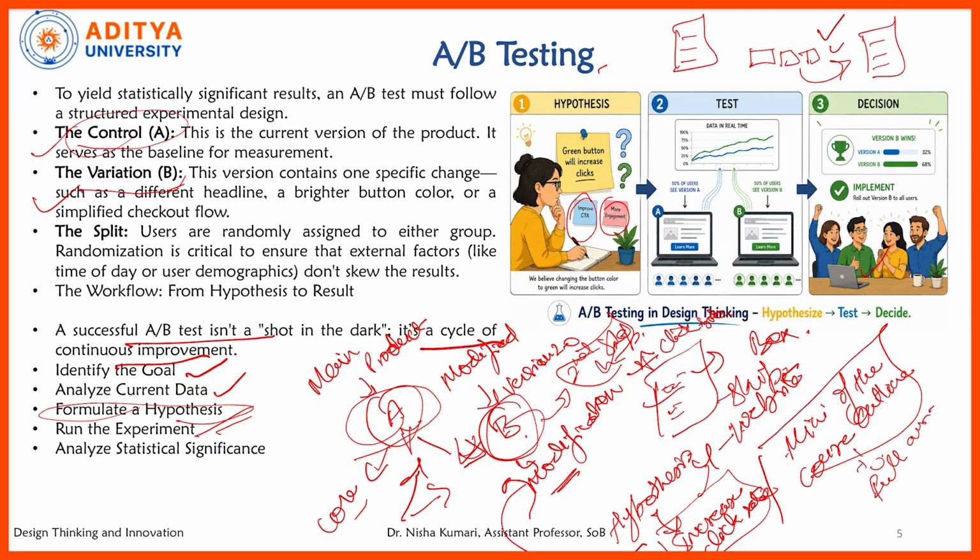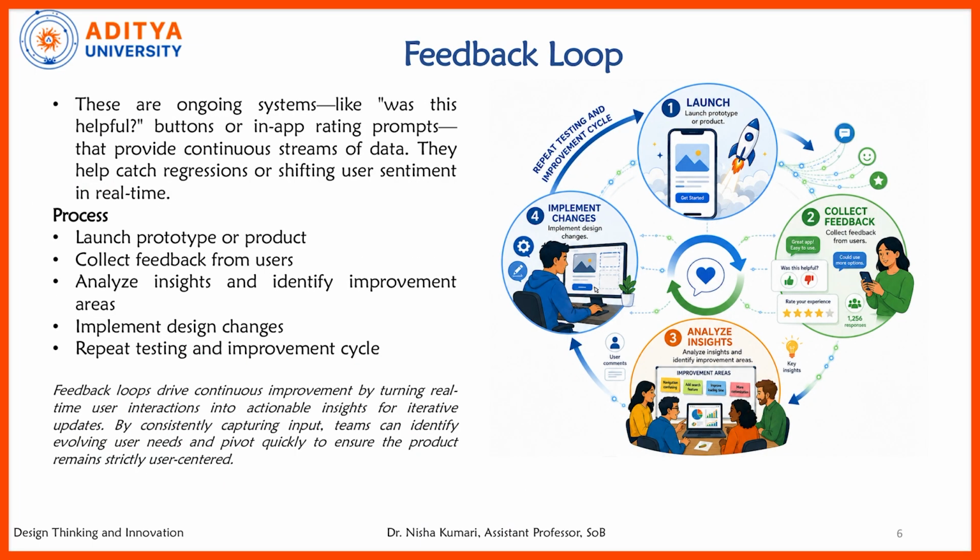Okay, and then we are going to run the experiment between these two versions, and based on the outcomes we are going to analyze their statistical significance. While we talk about A/B testing, the outcome we measure in statistical form, in terms of numbers. Then the third method is your feedback loop.